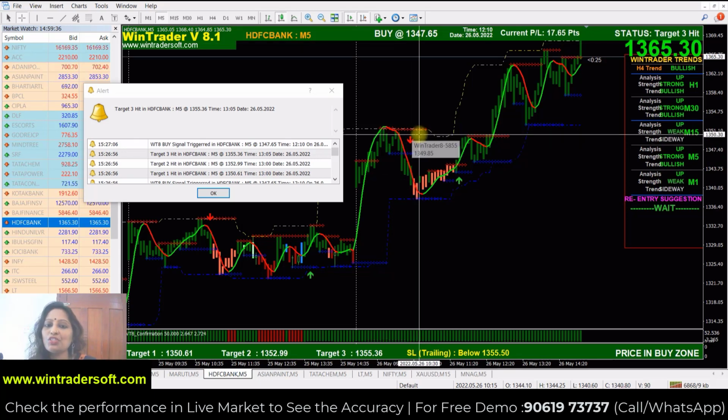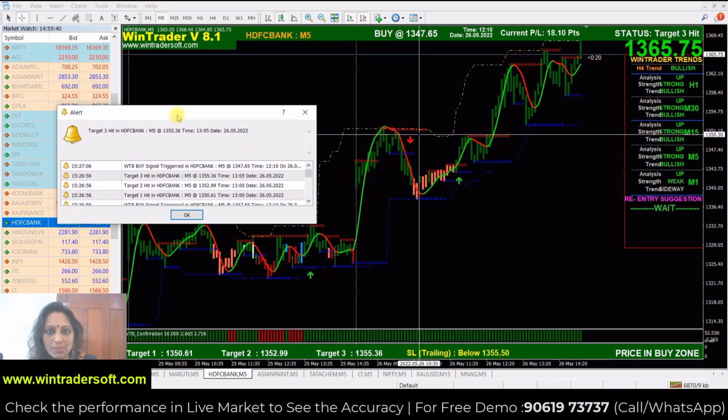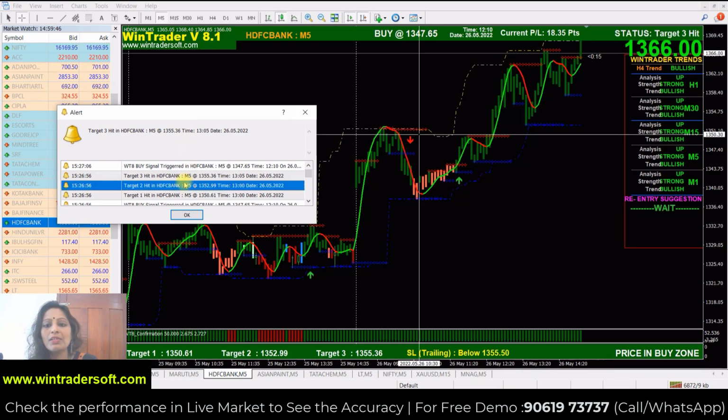Whenever the software generates a buy or sell signal, at the same time an alert message will display on your screen with a sound effect. In this alert message, you will get the entry point, at what level you have to buy, and if it is a sell signal, at what level you have to sell. It contains the exact entry point.